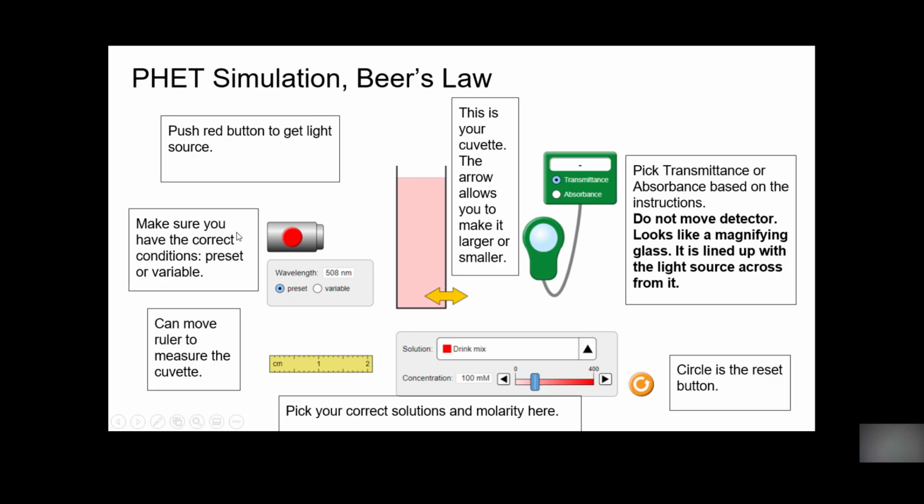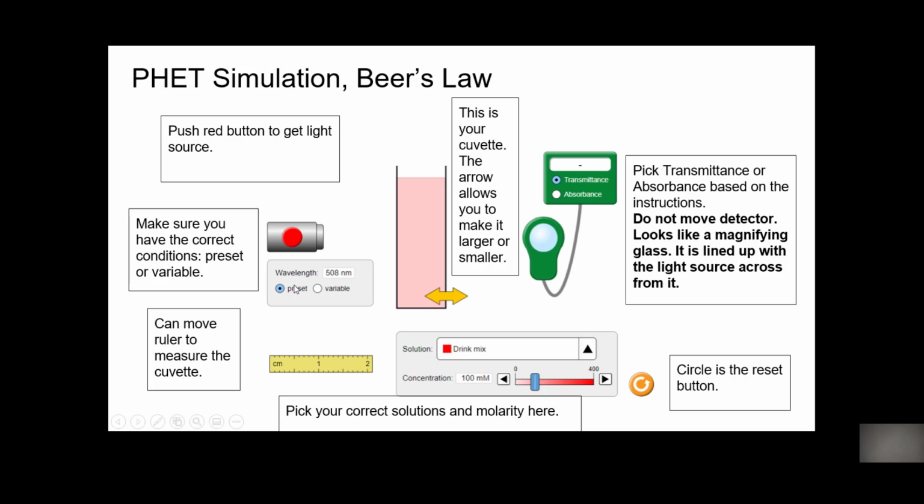This looks busy, but that's because of all my words. It really is not this busy. First, you're going to push the light source on. When you push the light source on, it's going to come across. It's going to touch this. Do not mess with this. Don't move this at all, because this is where the light source is the detector, and you're going to have information up here.